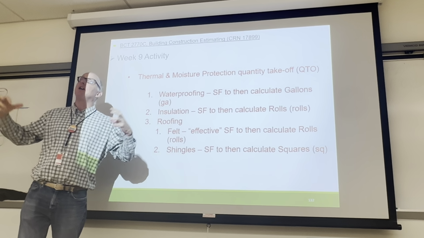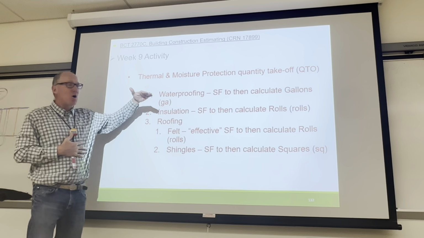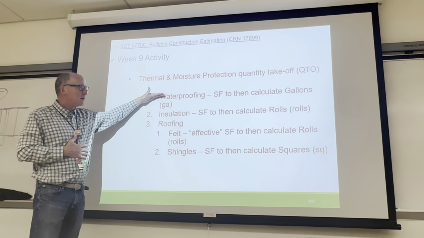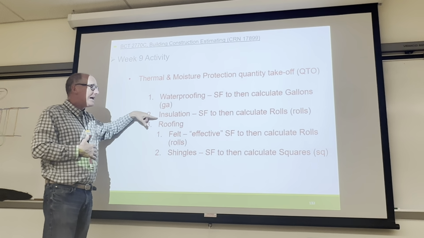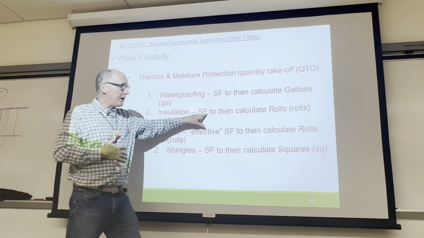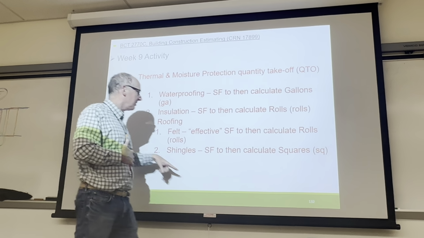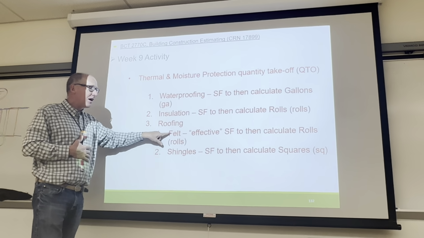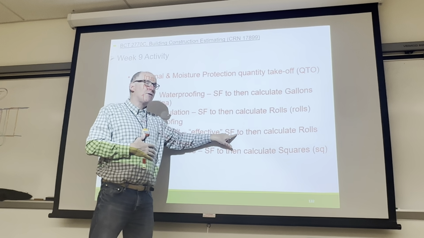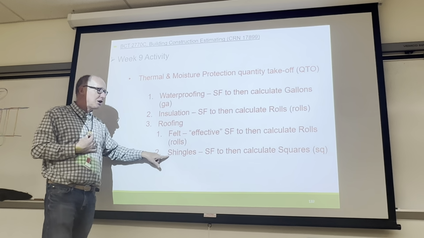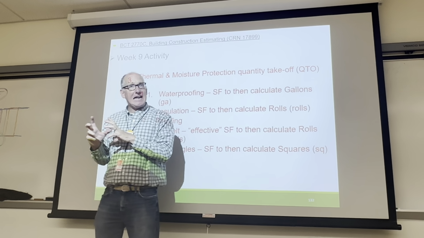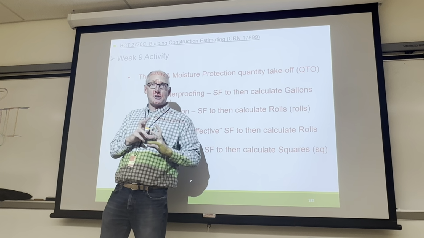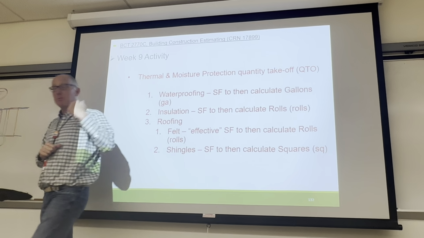For this exercise, we're focusing on waterproofing. Unit measure square foot to then calculate gallons. Insulation, area to calculate rolls. Roofing, felt to get square foot to rolls. And then shingles, area in square feet to get squares. So these are the key unit measures and scopes we're talking about for thermal moisture protection.